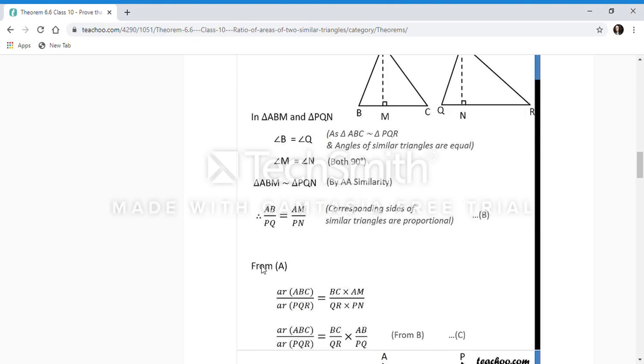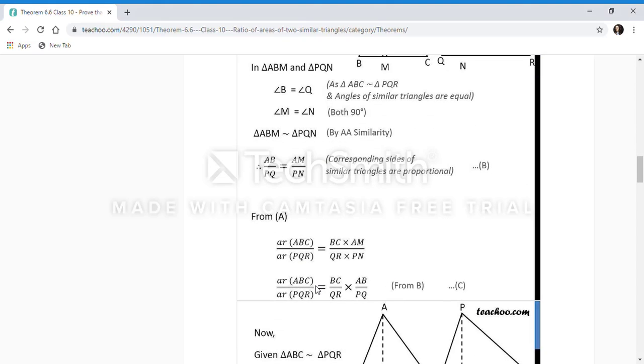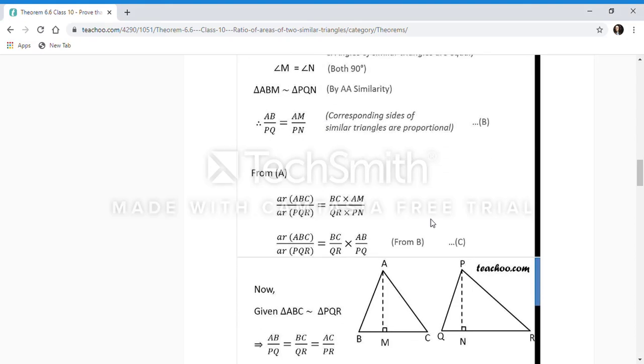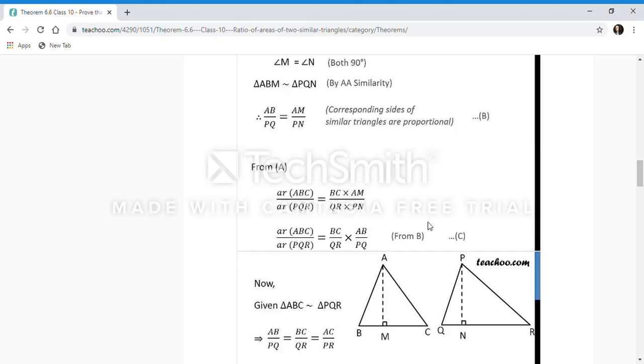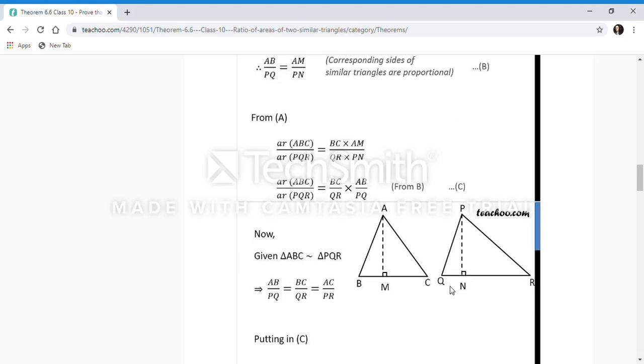And from relation A, area of triangle ABC by area of PQR is equal to BC by QR into AM by PN, because AB by PQ is equal to AM by PN. So area of triangle ABC by area of PQR equals BC by QR into AB by PQ, from relation B. We put AB by PQ in the place of AM by PN from this relation, and we already know that triangle ABC is similar to triangle PQR and their corresponding sides are proportional. That means AB by PQ equals BC by QR equals AC by PR.